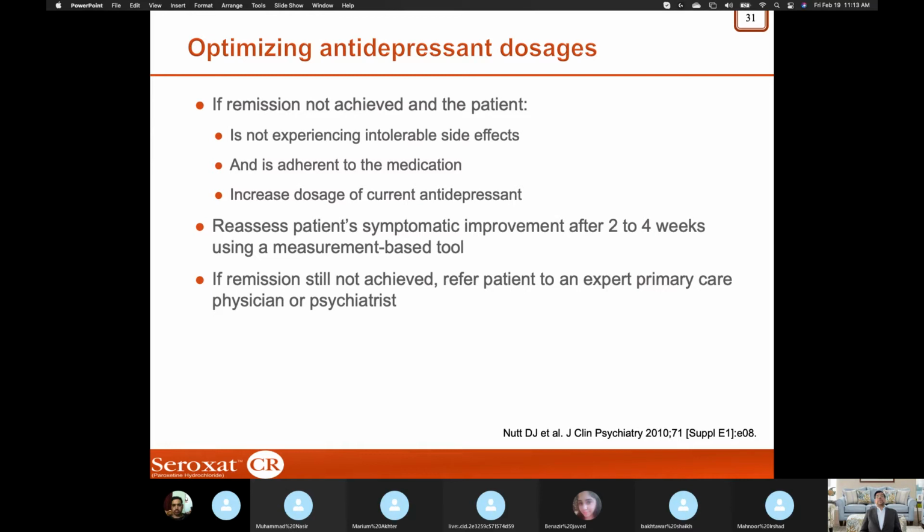Now, this is again, as I was saying earlier, if remission is not achieved and the patient is not experiencing intolerable side effects and is adherent to the medication, increase the dosage of the antidepressant to a significant level. Reassess the patient's symptomatic improvement after 2 to 4 weeks using a measurement-based tool, which we have talked about.